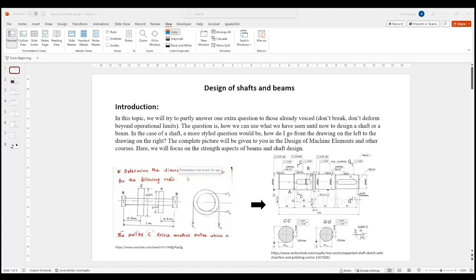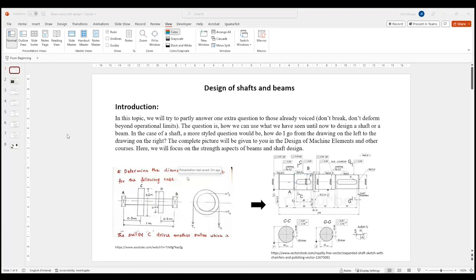Usually it's an exercise presented as in this figure here. You have one line, and then you have some elements mounted on the shaft. And then they say, okay, now calculate the diameter of the shaft, and maybe calculate the deflection of the shaft. So that's pretty interesting for all levels.